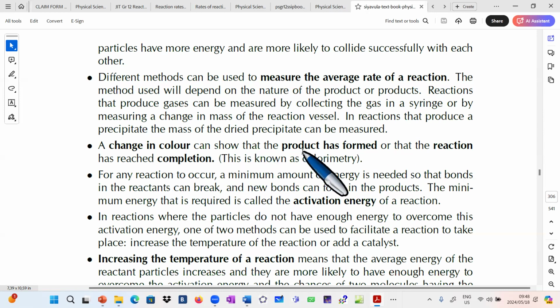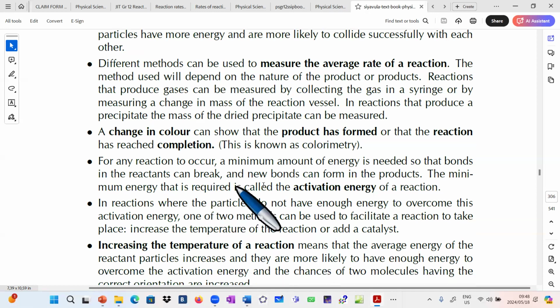Change in color can show that the product has formed or that the reaction has reached completion. We saw that in the case of the sodium thiosulfate and the black cross at the bottom of the flask. Okay, for any reaction to occur, a minimum amount of energy is needed so that bonds in the reactants can break and new bonds can form in the products.